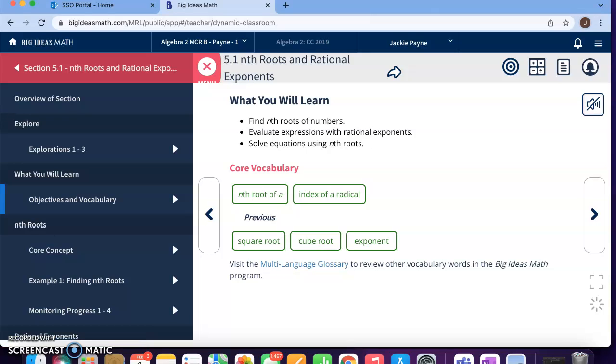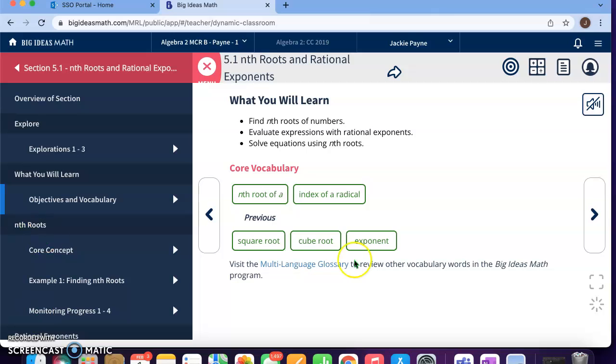All right, so I'm trying this out with a new recorder, and I've got section 5.1 open. I'm going to introduce you today to nth roots and rational exponents, meaning we're going to start to put fractions in our exponents. This is a continuation of Algebra 1, but again, if you don't remember it at all, we're going to start all over.